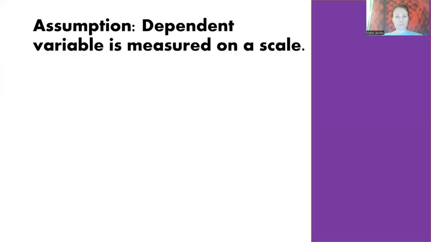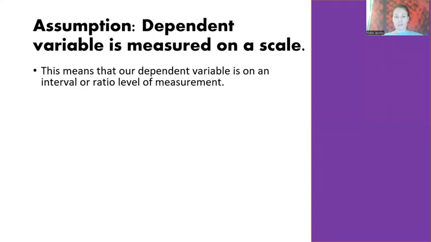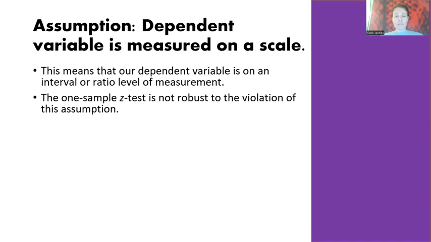All right, so the first assumption that we're going to check is that our dependent variable is measured on a scale. This means that our DV is on an interval or ratio level of measurement. So the one sample z-test is not robust to the violation of this assumption. What that means is that if our dependent variable is not measured on a scale, then we cannot run this analysis. So this is a deal breaker here.